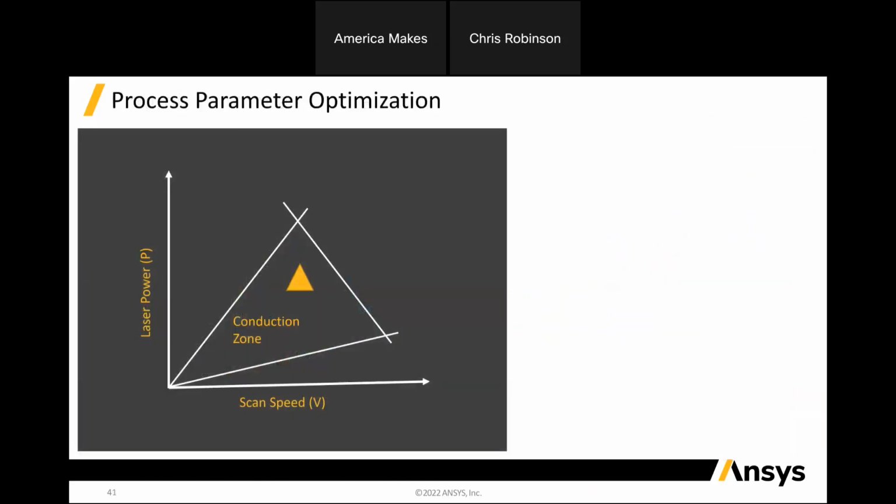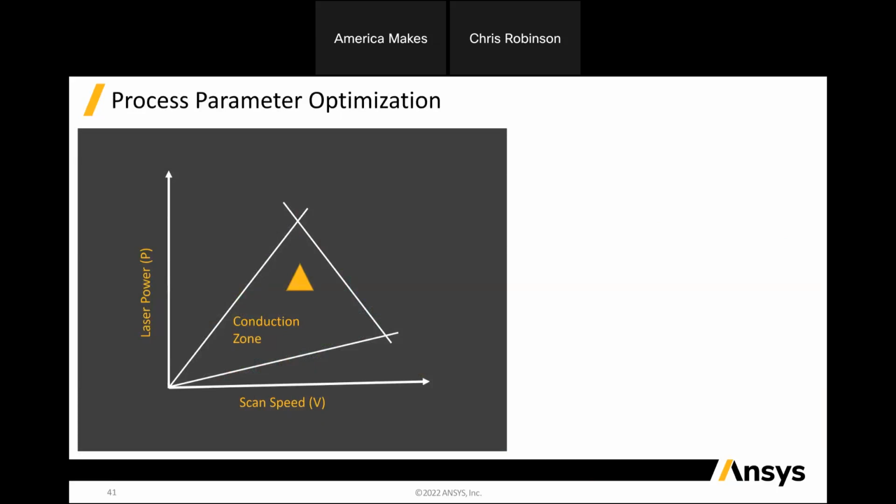Powder bed fusion, when you're looking at process parameter optimization, again, you're going to have power and speed. You want to figure out that right combination to be able to optimize your process parameters. Within that area called the conduction zone, meaning areas where you're going to get a good full melt on your materials, generally, if you can move down and to the right within the conduction zone, you're going to be building as fast as possible with as little power as possible, so efficient.